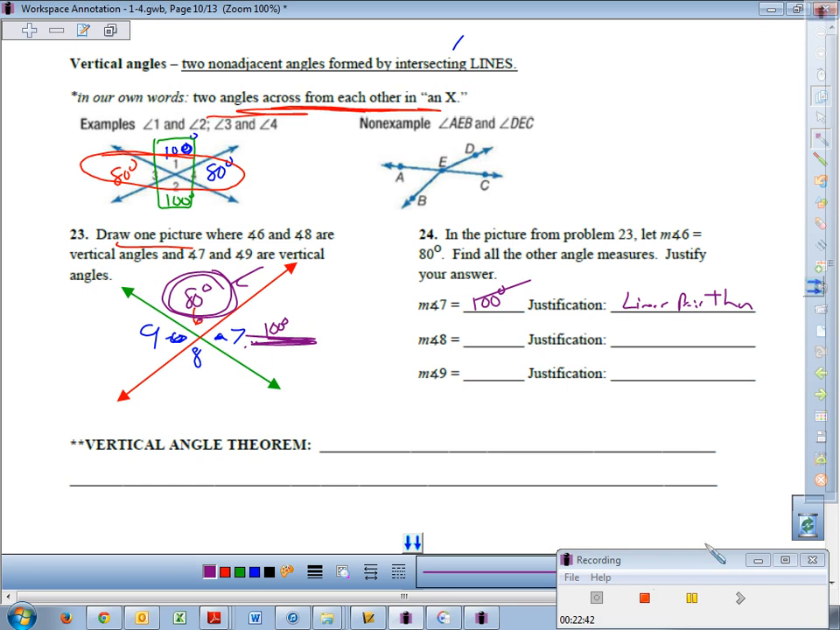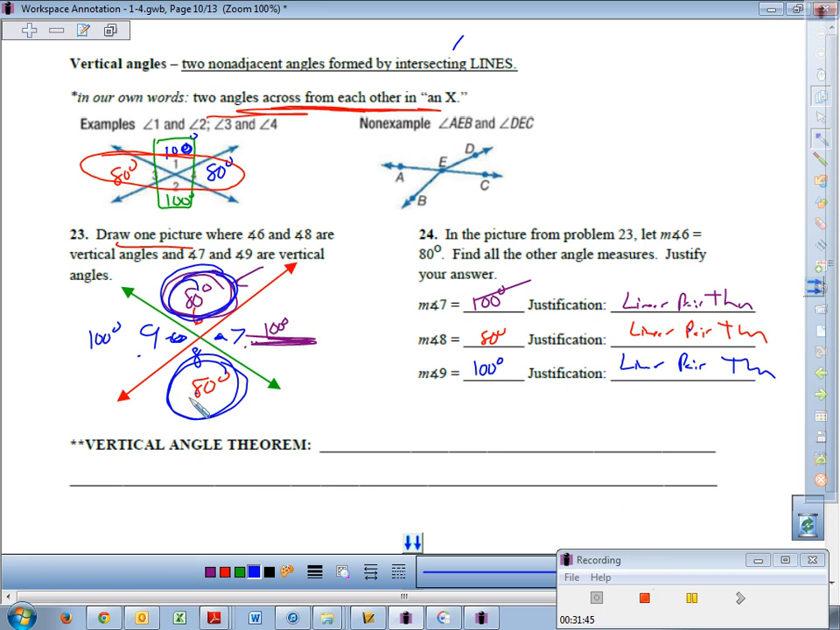Justify everything you do. So we should have had those justified. We just did them out loud. This is 80 by linear pair theorem. That's 100 by linear pair theorem. Now, notice your vertical angles. Aren't these guys vertical angles? What do you notice about them? They're both 80 degrees, right?